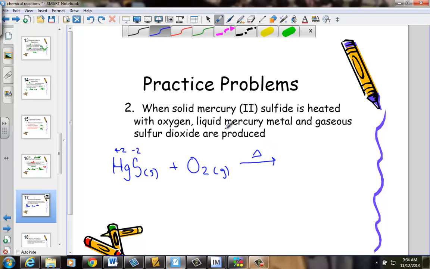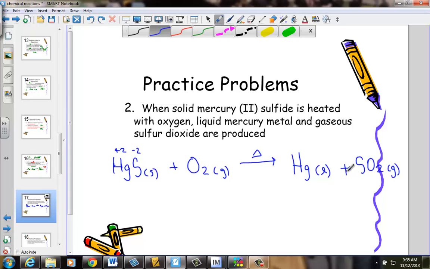What's coming out? Liquid mercury metal. So it's in the liquid form. That's a little L, isn't it? The symbol for mercury, Hg, with its adjective L. Here's an and, that's a plus sign. Gaseous sulfur dioxide. Sulfur dioxide, SO2, little g for the gaseous. We separate the two products with the and.